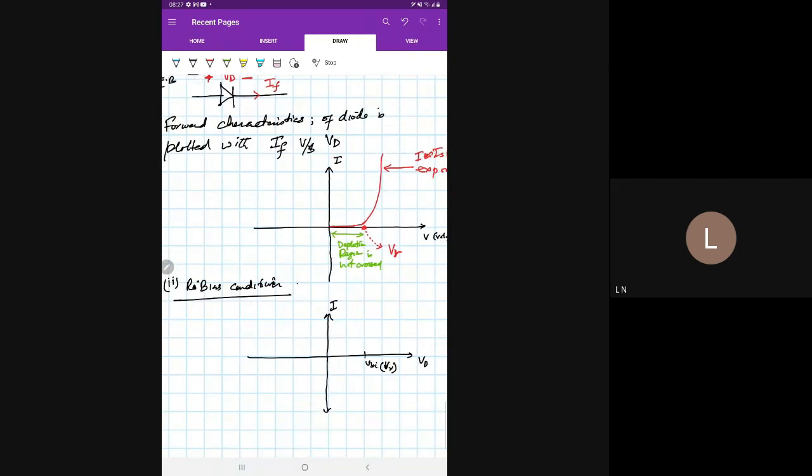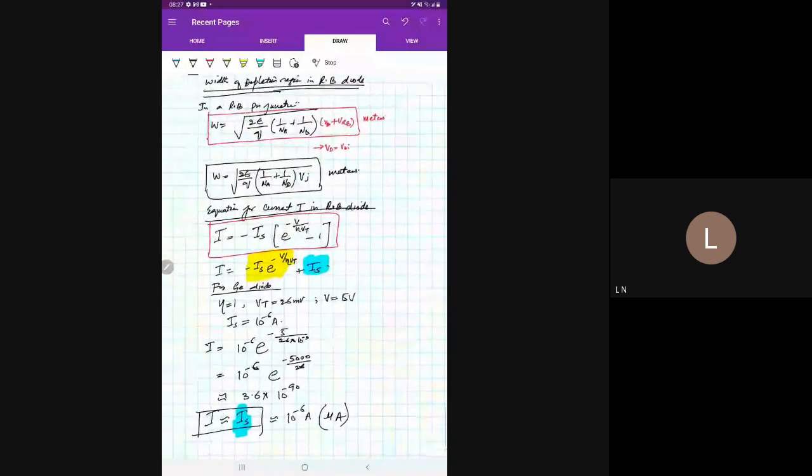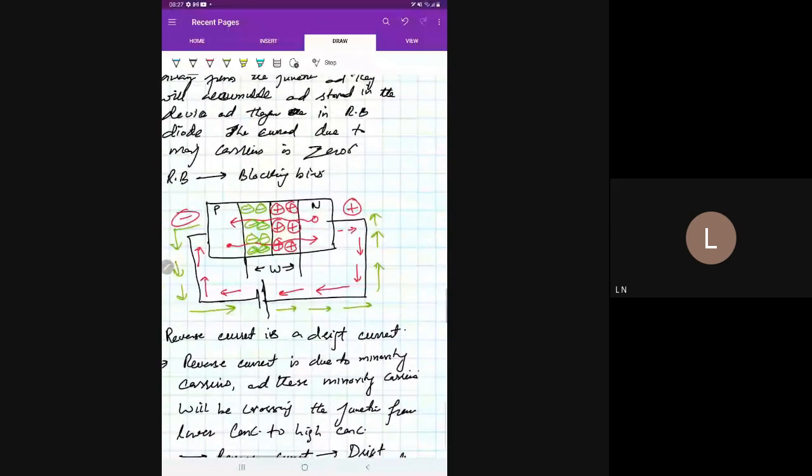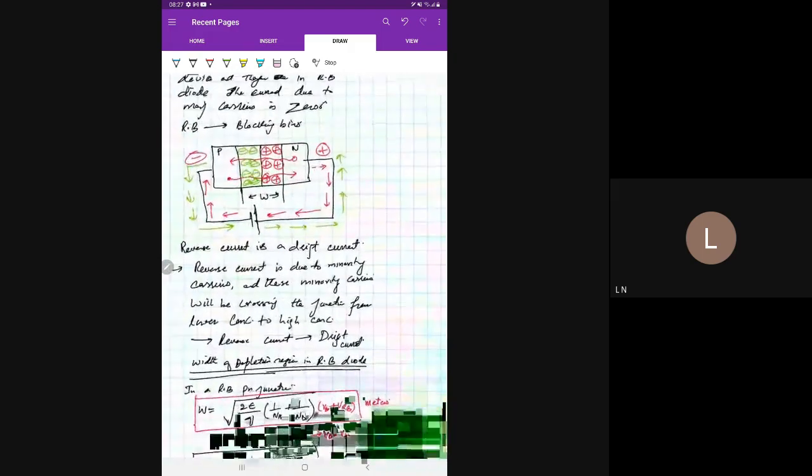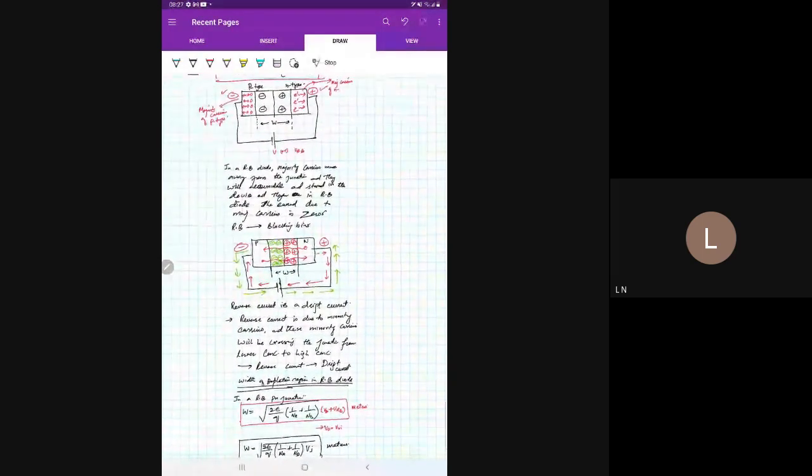Now in reverse bias situation, we know that on the P side, you apply a higher potential, that is negative. On the N side, you apply a positive potential. That means the polarity will be reversed. Even the direction of current will be opposite now.